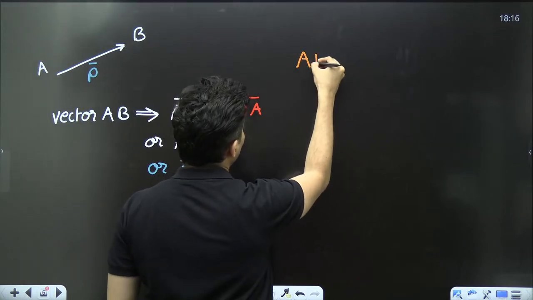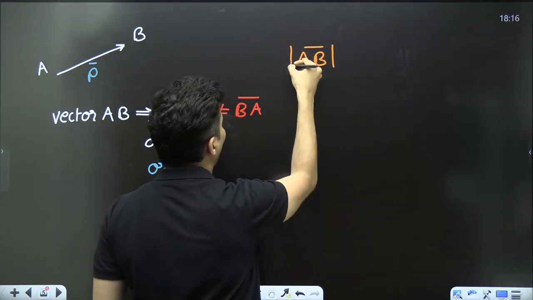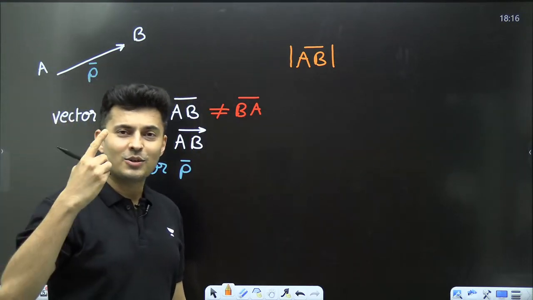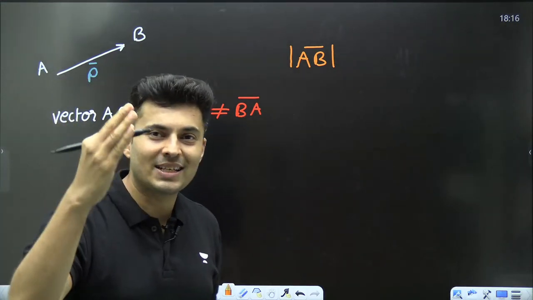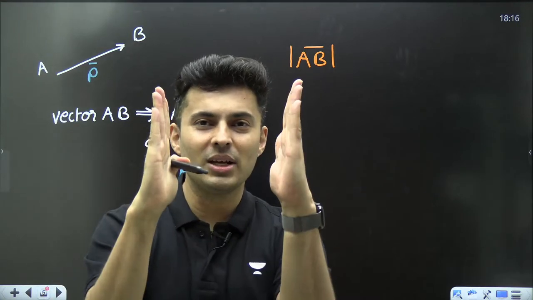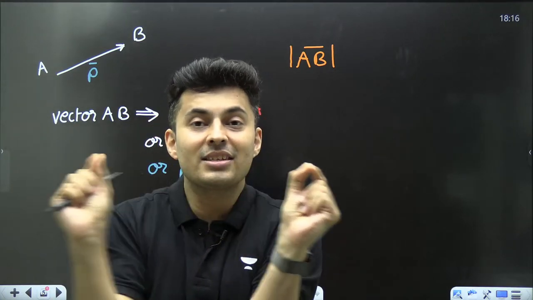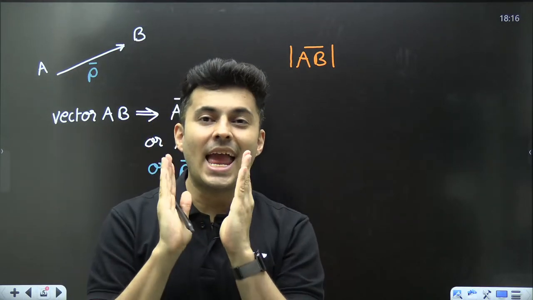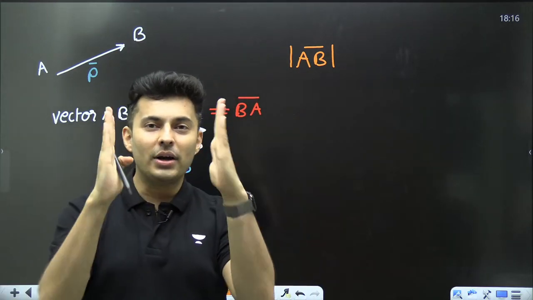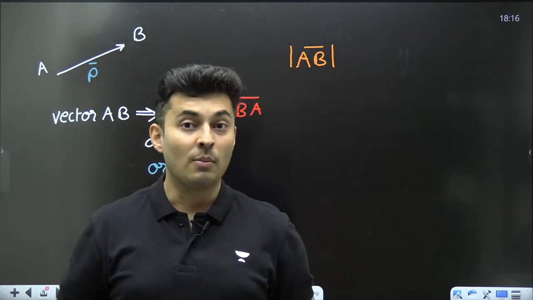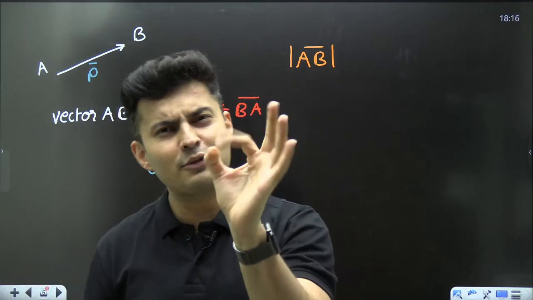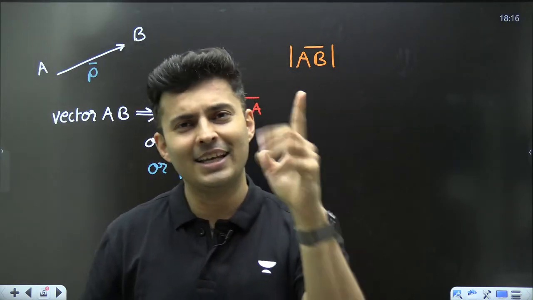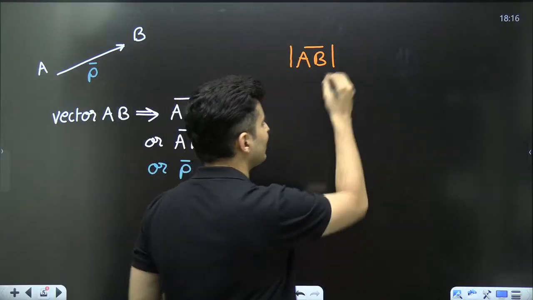What is the meaning of AB's mod, the modulus of AB bar? Try to recollect, guys, your basic maths from 6th or 7th standard. Modulus of a number is the distance from the origin or the zero. So it is the absolute value. Modulus of 5 is 5. Modulus of minus 5 is 5. Modulus of 1 is 1. Modulus of minus 1 is 1. So it's the distance, it's the magnitude.